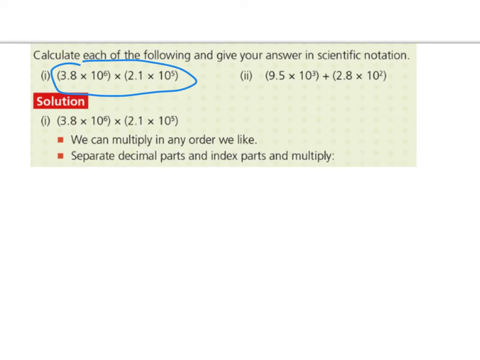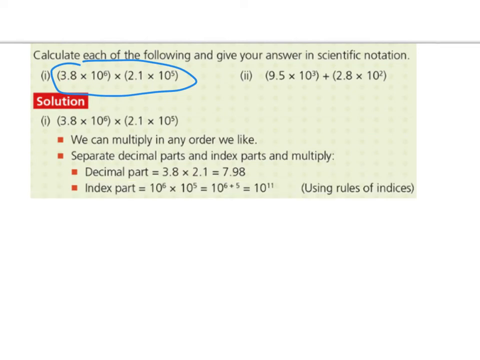So what we're going to do is separate the decimal parts and the index parts and multiply. So the decimal parts, 3.8 and 2.1. So 3.8 times 2.1 is 7.98. Next we multiply the index parts. So 10 to the power 6 times 10 to the power 5. Multiplying powers with the same base, we add the powers. So 6 plus 5 gives us 11. So this is using the rules of indices. So we get 10 to the power of 11.